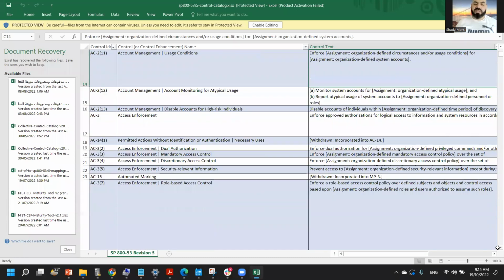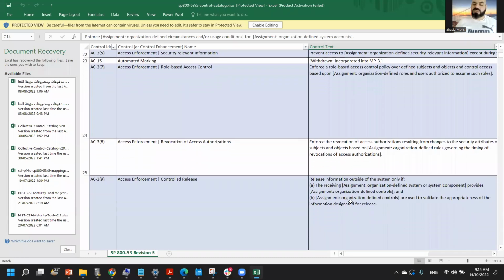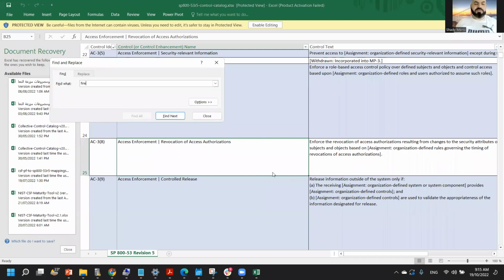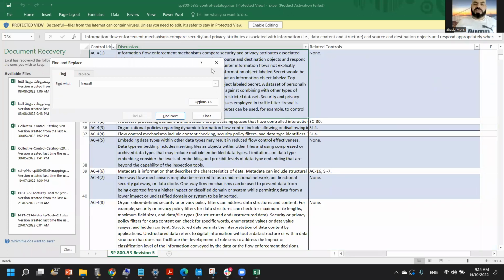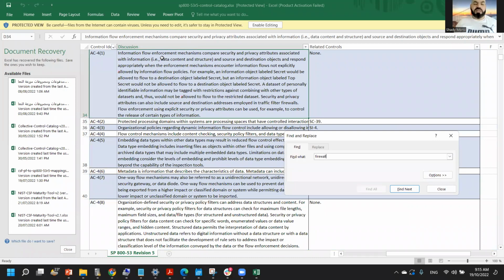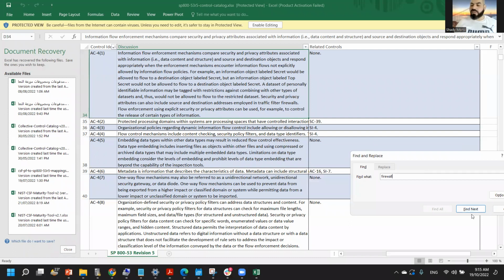For example, if I try to go and find the firewall, okay, this is the firewall section: protect domains within the system. I cannot really see it, it's very small, but I will try to make it bigger.